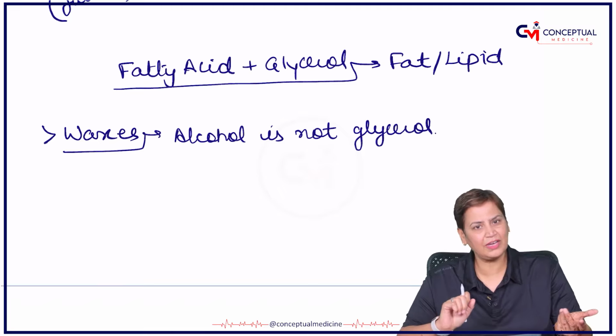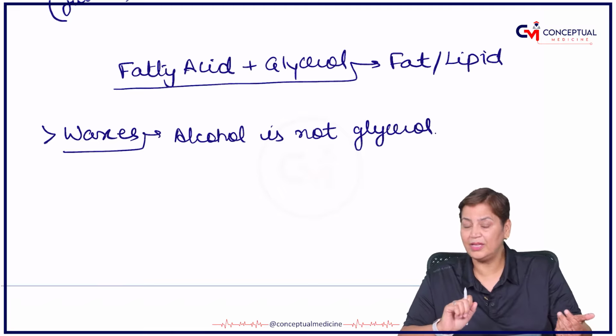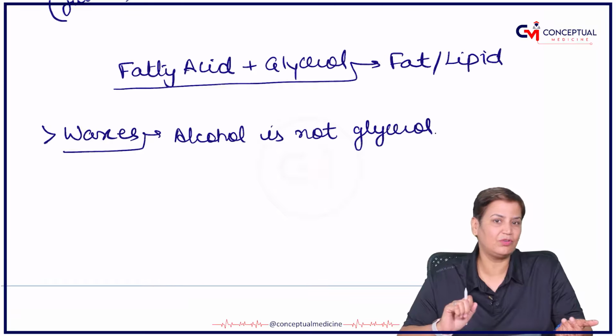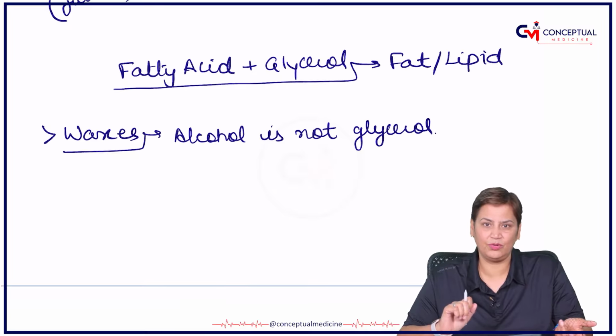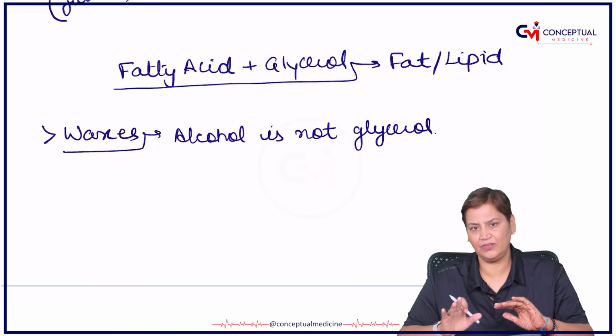If it is phosphate, it becomes a phospholipid. If sulfur, it becomes a sulfolipid. If carbohydrate, it becomes a glycolipid. And if protein is added, it becomes a lipoprotein. So all this we are going to cover in our next video.